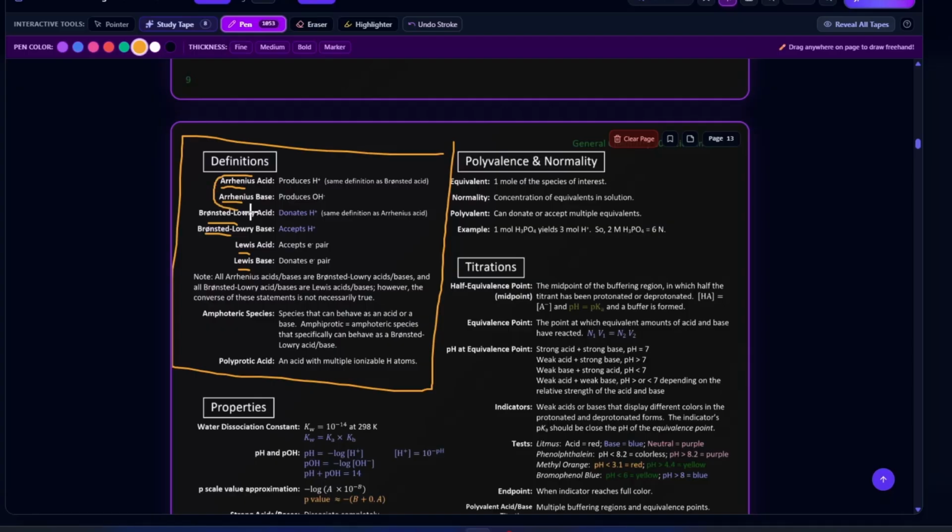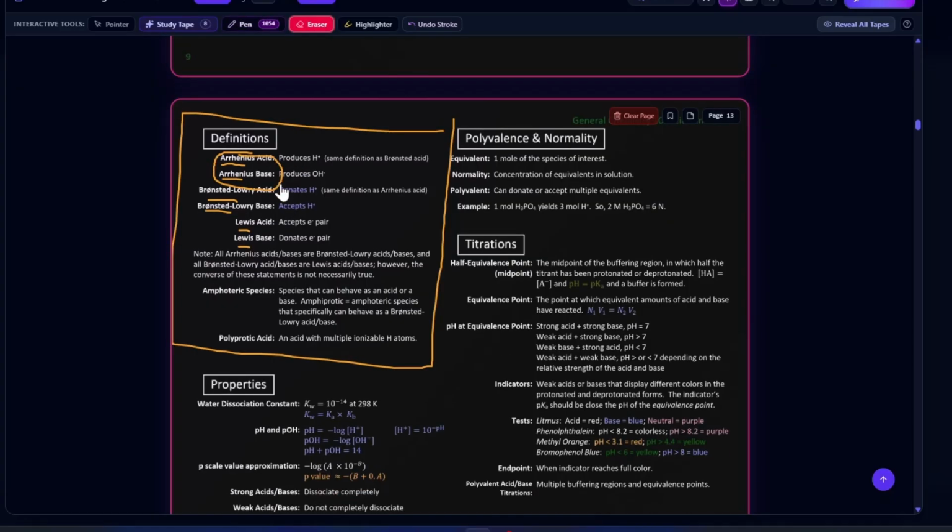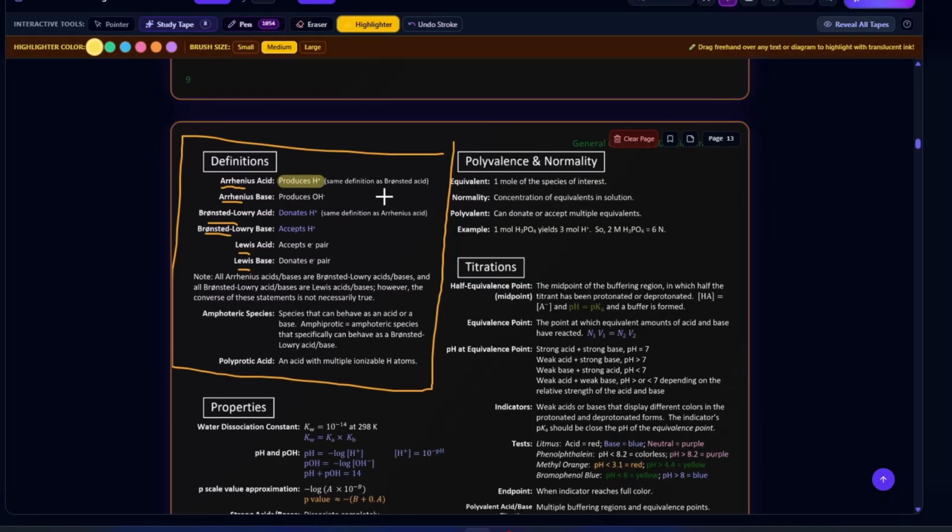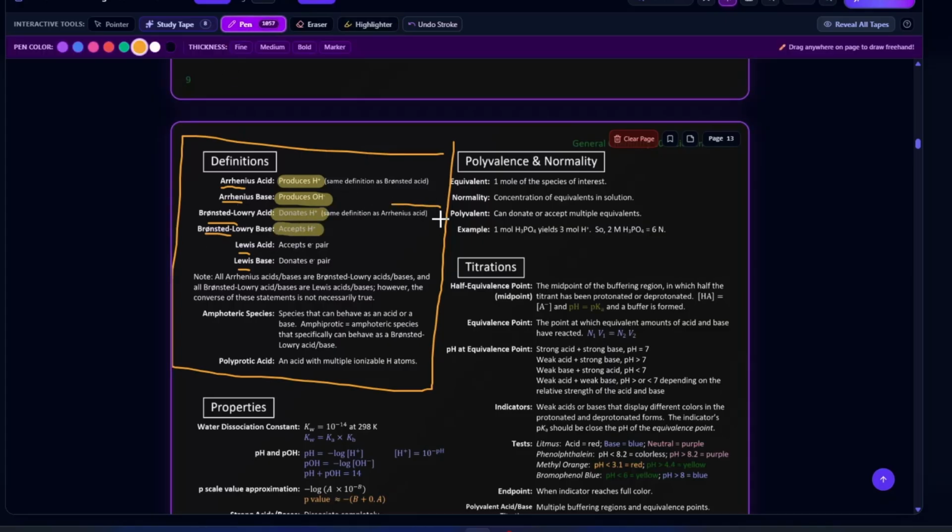So an Arrhenius acid is when it produces H plus. An Arrhenius base is when it produces OH minus, hydroxide. This is hydrogen. And then a Bronsted-Lowry acid donates hydrogen. A Bronsted-Lowry base accepts hydrogen. So Bronsted-Lowry by definition is focusing on the proton exchange. It's focused on the proton. And then Lewis acid is different because it's focused on what? Electron pairs. What's accepting electron pairs is the acid, and the Lewis base is donating the electron pair.